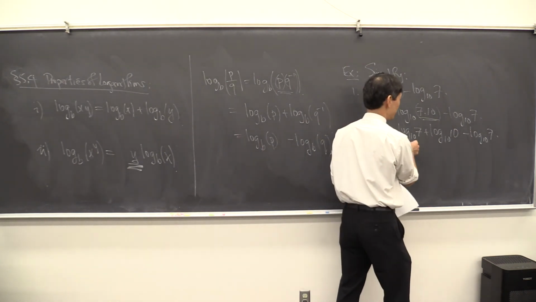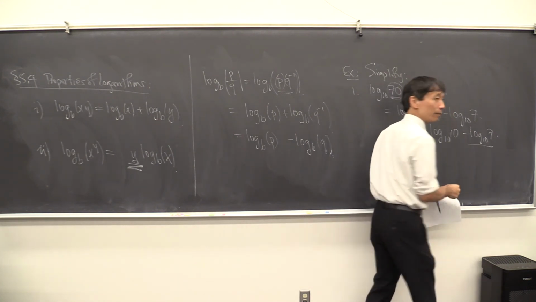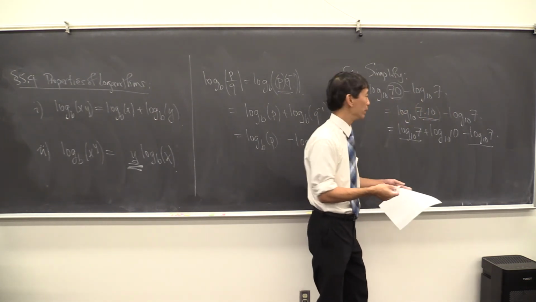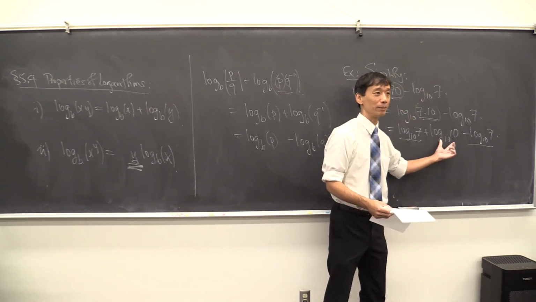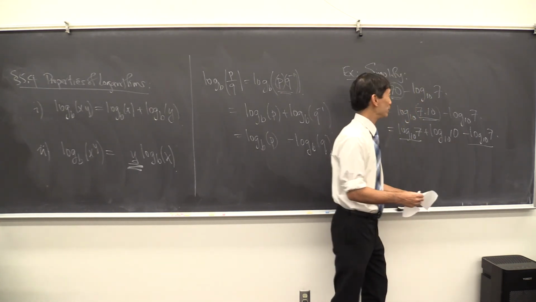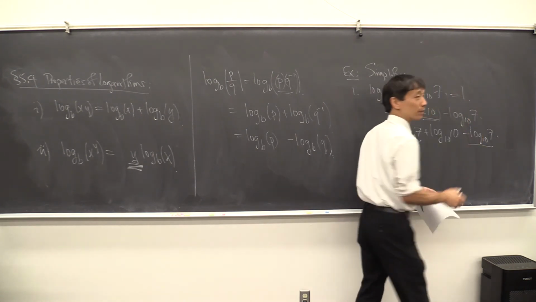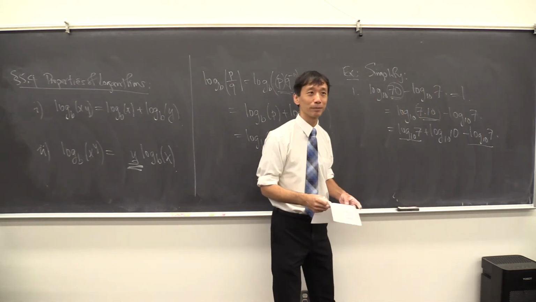Okay. But we have this log base 10 of 7, and we have a negative log base 10 of 7, so those cancel each other out. And we're left with log base 10 of 10. But what's log base 10 of 10? 1, right? So the answer is 1. Okay, so that all simplified to 1.